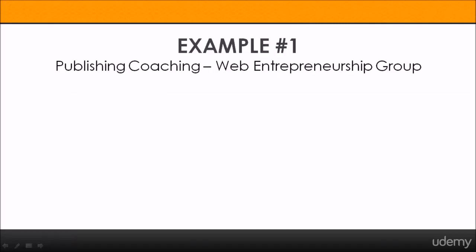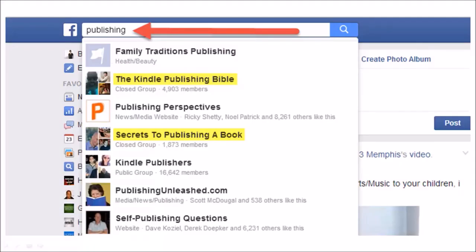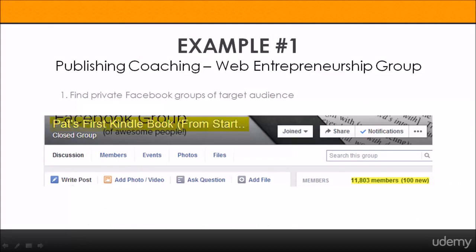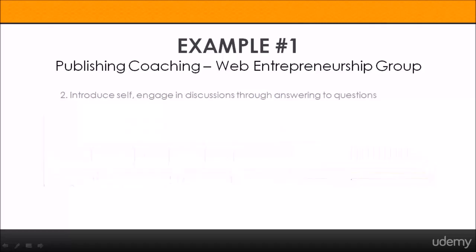Now, going through a personal example, this is for my publishing coaching service. Going through the steps, step number 1 is to find the Facebook group where the target customers are hanging out in. So if I put the publishing keyword into the search bar for Facebook, all these different groups pop up. In this case, I have this Pat Flynn's First Kindle Book group that I can join. And you can see that there are many members in this group, over 11,000 members currently.